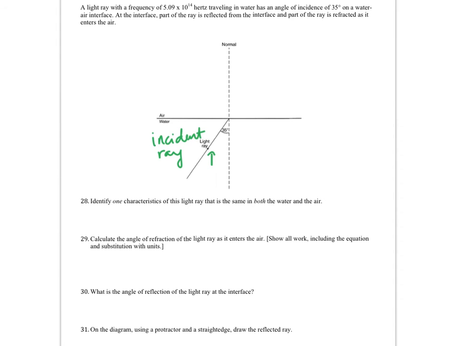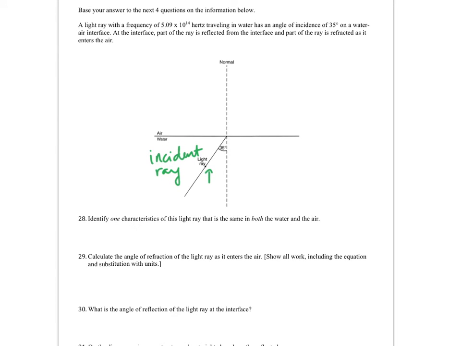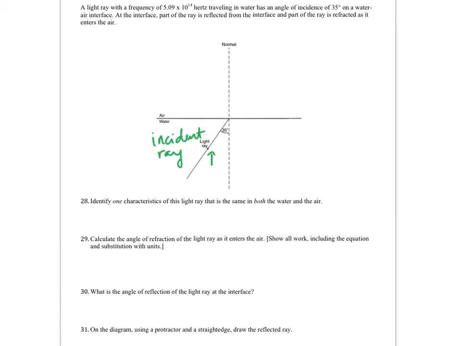Number 28 asks, identify one characteristic of this light ray that is the same in both the water and the air. So, what doesn't change? What doesn't change about light when it travels between mediums? Well, speed changes between materials. Wavelength changes between materials. But what always stays the same? The frequency. The frequency stays the same.